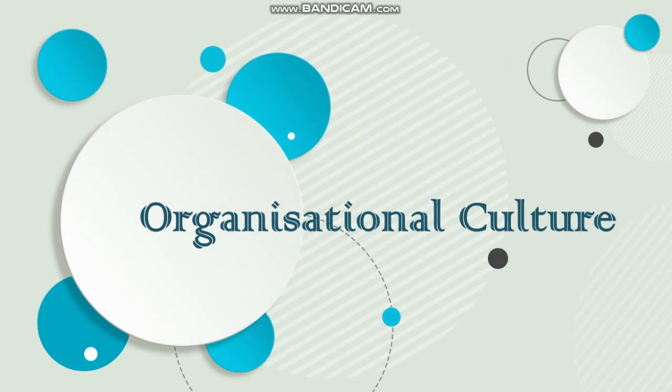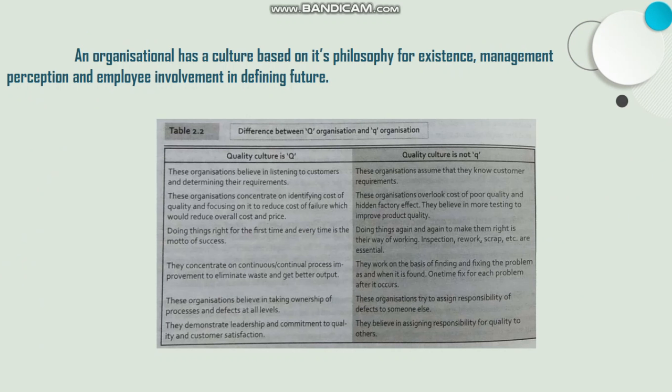Next, organizational culture. An organization has a culture based on its philosophy for existence. When we say quality culture is big letter Q or small letter q, it means that these organizations believe in listening to customers and determining the requirements, or these organizations assume that they know customer requirements. When we say a quality culture is big letter Q, it means that it is an organization that has very high expectations. When we say small letter q, it means that it is only a small organization.